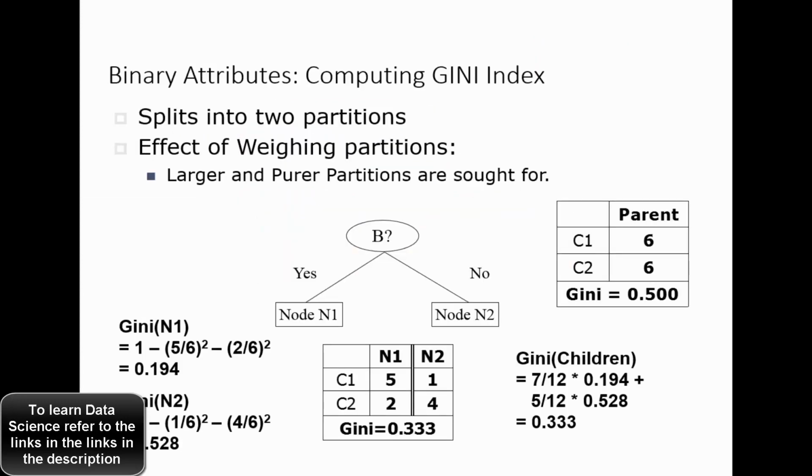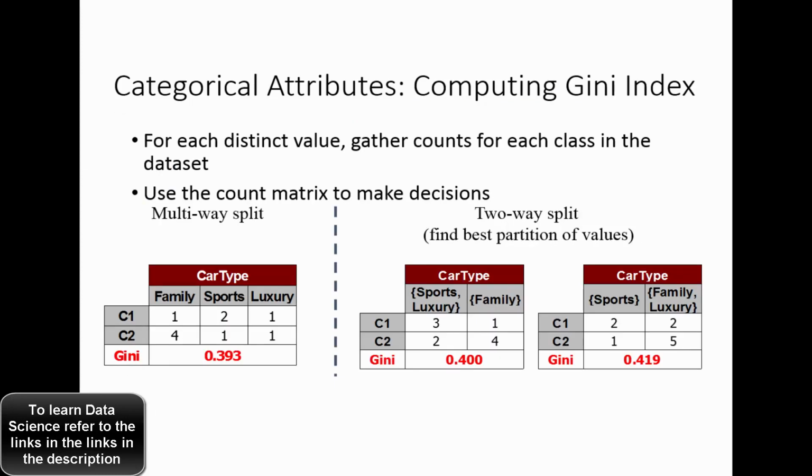Binary attributes. How do we compute a Gini index in this case? We have seen already how to calculate a Gini index, so we won't get into the details of how to calculate it again. You can also calculate the Gini index for categorical attributes. We knew how to do it for continuous, but we can also do it for categorical cases. There could be multi-way splits and two-way splits, like in the case of car type.